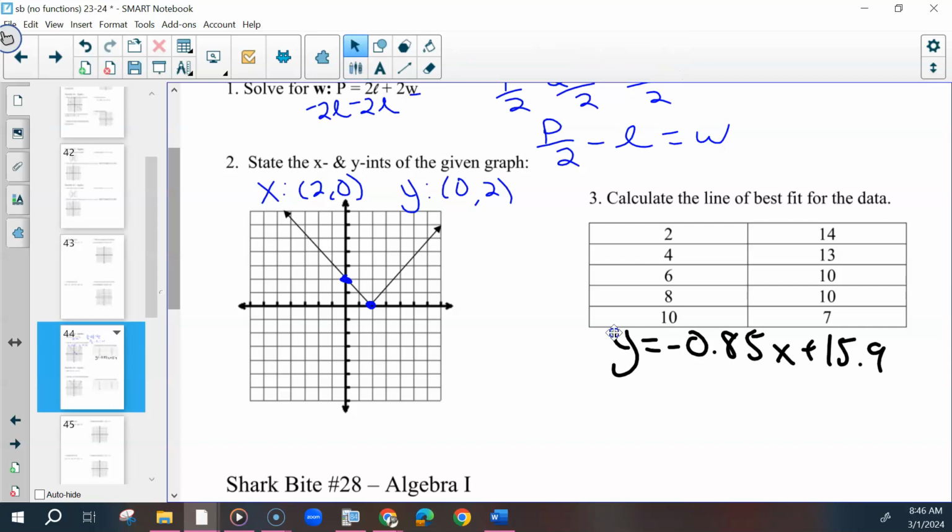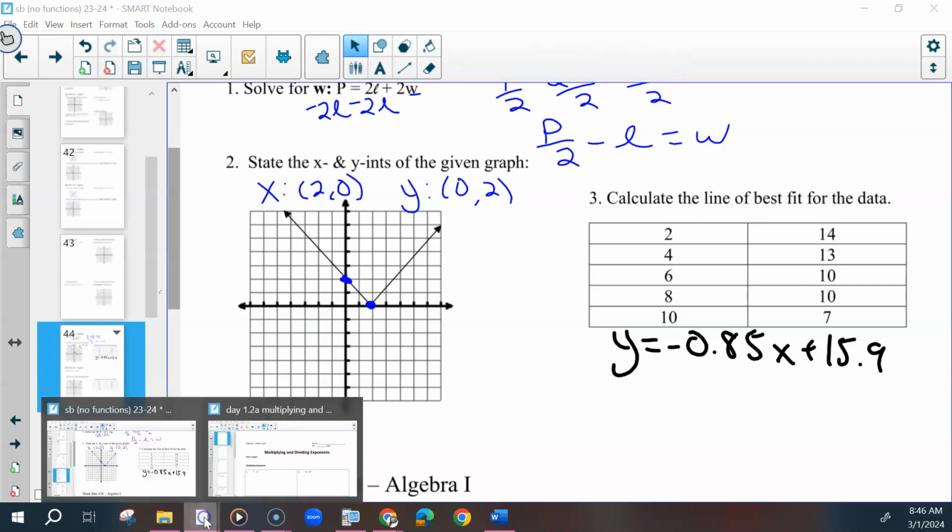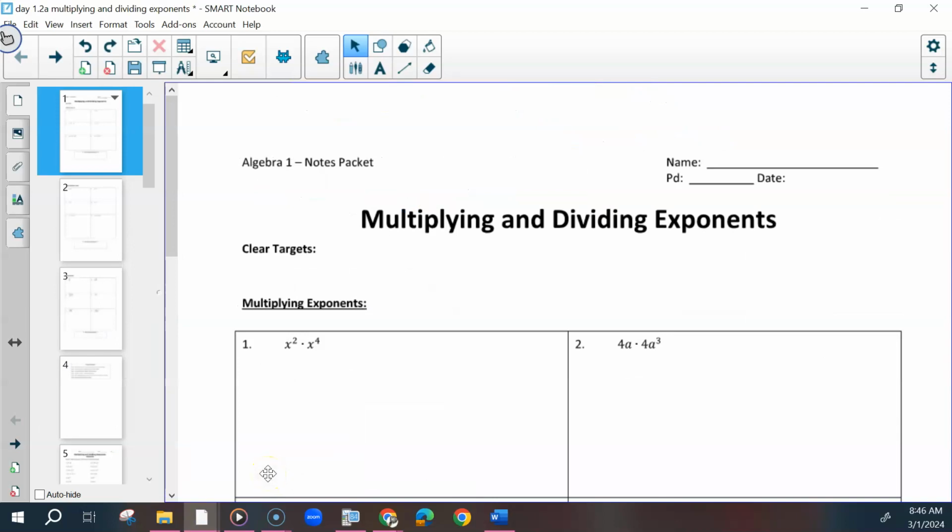Print out your notes from last class. It should be these ones. I think these are those two from last class.